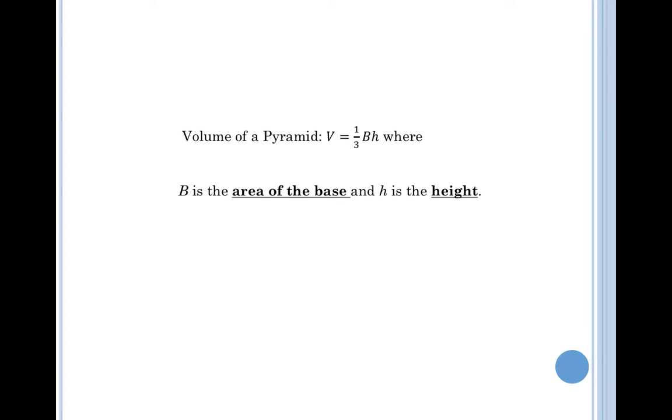So yesterday when we talked about pyramids, we talked about them having either square bases, rectangular bases, or triangular bases. That's going to change our formula just a little bit because how you find the area of those three shapes is a little bit different, which is why the formula is going to be a little bit different for volume.